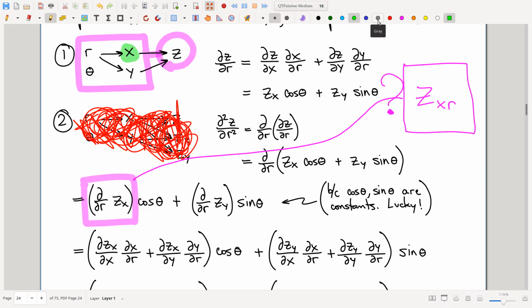Oh, now this thing has died. Oh my gosh, my styluses are just working against me here. Maybe this one will be back in business.